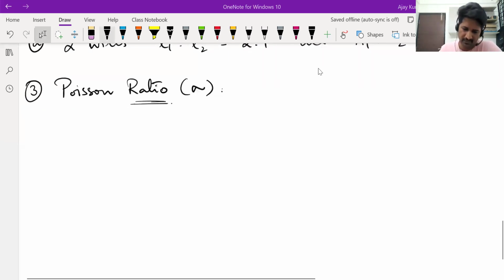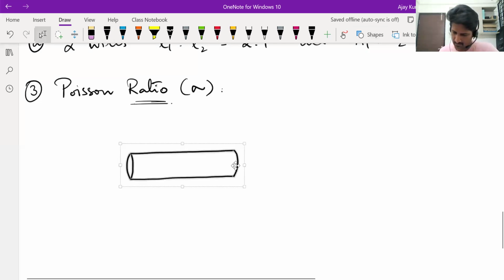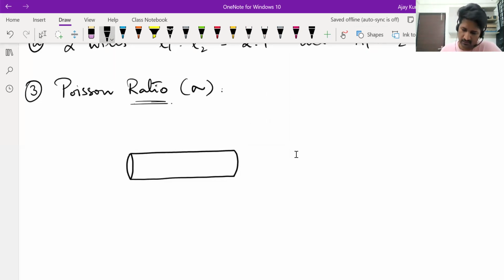Okay, listen. Suppose there is a cylinder. Poisson's ratio is applicable only to cylindrical objects, that too solid cylinders. Let's say there's a cylinder like this. It has its own length. It has its own diameter as well. Assume original length is L0. Original diameter is D0.